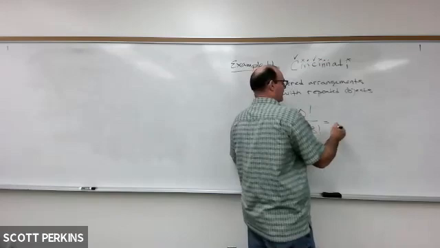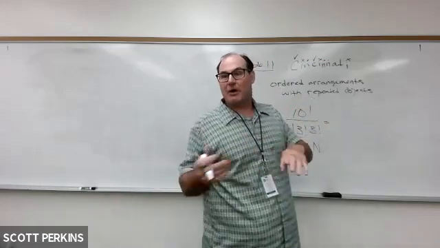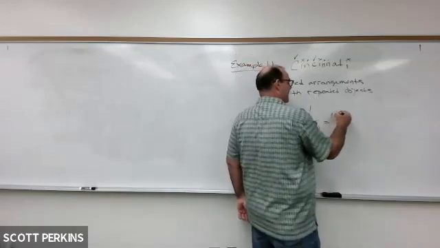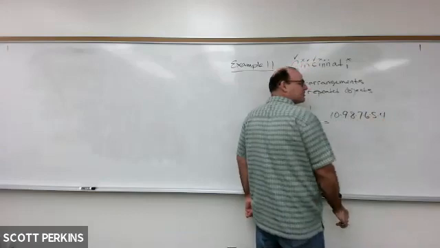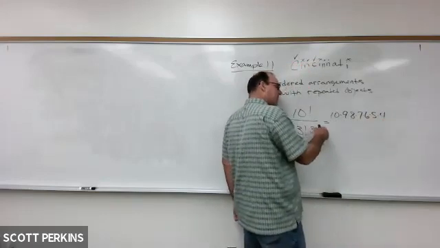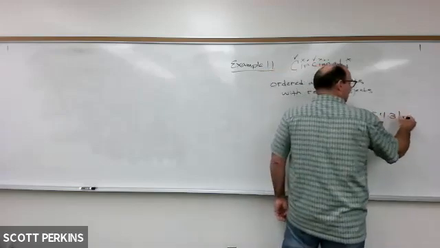Okay, so 10 factorial. The exclamation point means I multiply my whole numbers all the way down to 1. So 10 factorial is 10 times 9 times 8 times 7 times 6 times 5 times 4. Now what I chose to do is, because I see I have a 3 factorial, I said 3 times 2 times 1 is 3 factorial here.